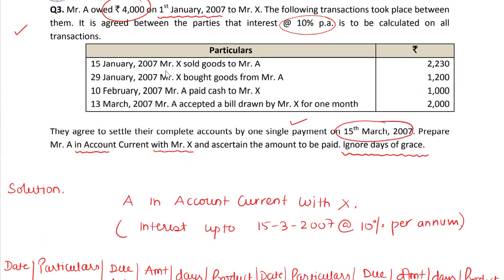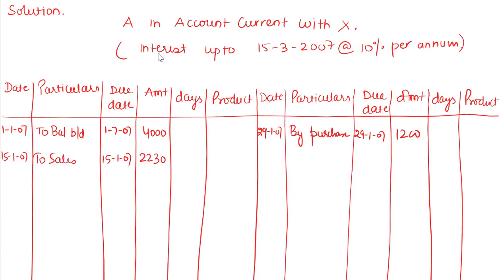Next entry, 10th February 2007, Mr. A paid cash to Mr. X 1000. Cash paid 10th of February, 10th February 07, by cash, 1000. The due date is 10th of February 07.